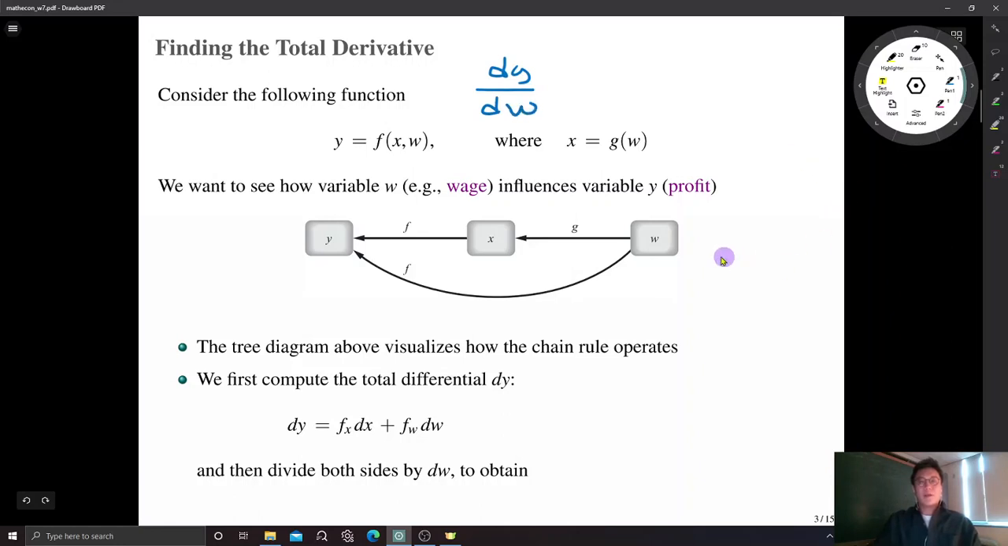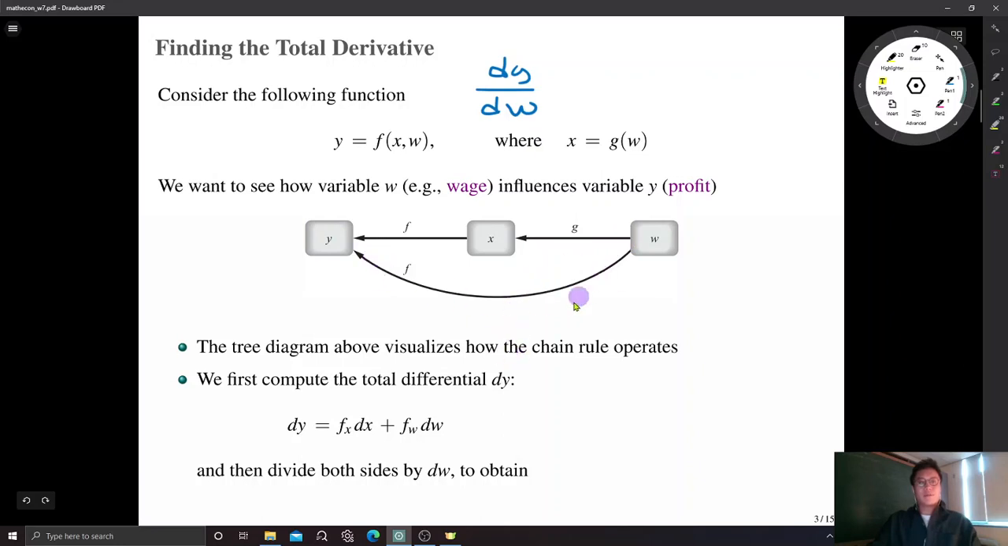Okay, once again, now w changes, but such a change in w also induces a change in x, and that x also influences the value of y, so profit. All right, so this tree diagram shows that.